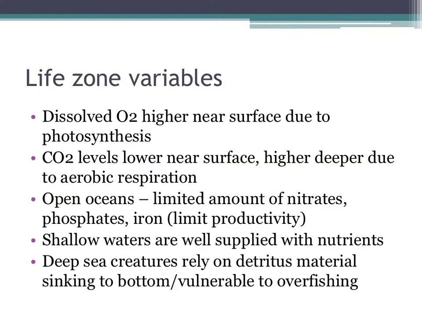Life zones are variable, of course. Dissolved oxygen, as I said, very important, tends to be higher near the surface. The reason is that's where the phytoplankton tend to live because they can photosynthesize in the euphotic zone. CO2 levels tend to be lower near the surface because those photosynthesizers are using it. It tends to be higher in the deeper area because we do have a lot of species that live on the bottom of lakes and the ocean, and they produce that carbon dioxide. We don't have the photosynthesizing agents to take those in.